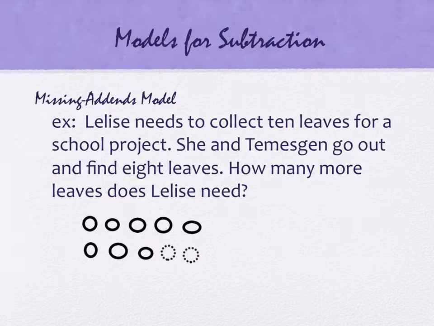So altogether, if you count the objects, I'm up to 10. But the objects that are missing are the ones that are dotted in. This is my answer. There are 2 missing leaves. This is the missing addends model for subtraction.